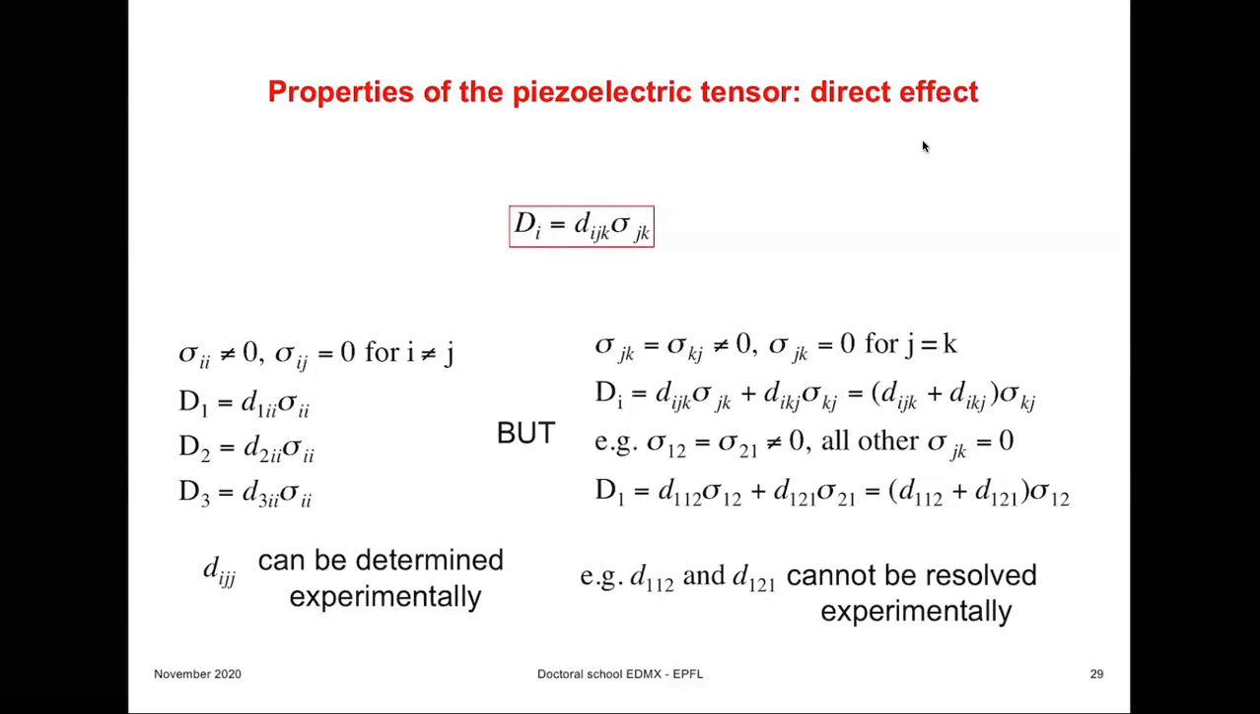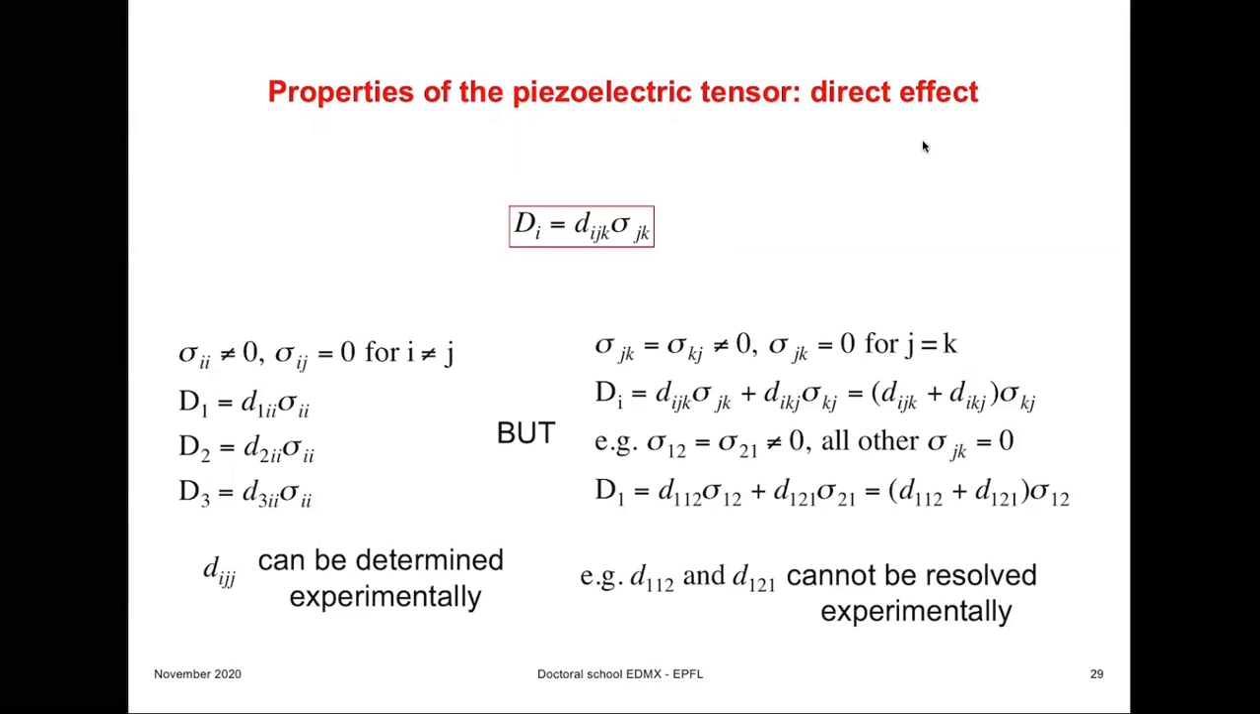And let us look at how we can determine these individual components experimentally. So we apply pressure and we measure charge, and we can determine the piezoelectric coefficient. So let's first take the situation in which we apply only diagonal components of the tensor, sigma 1,1, sigma 2,2, sigma 3,3, and assume that all others, the shear components, are equal to 0. We then get the following components.